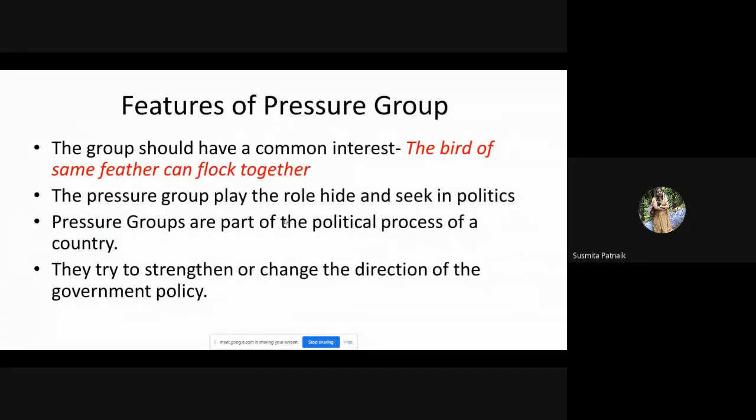In the next slide, we have to cover what the different features of pressure groups are. Features means the characteristics of pressure groups. How do you identify that these are pressure groups? The groups which have a common interest. Birds of the same feather flock together.